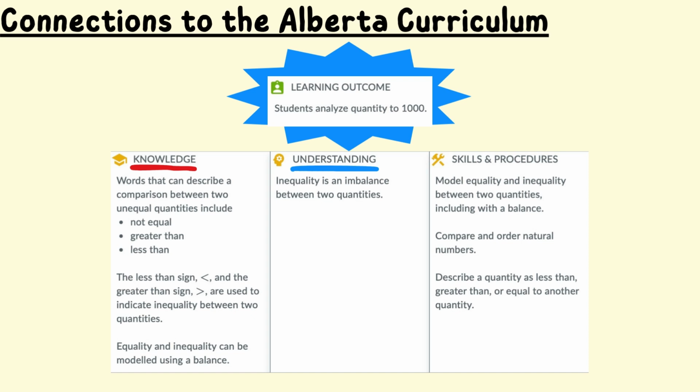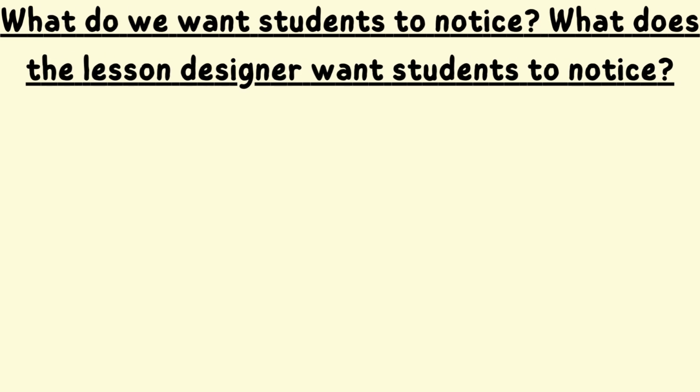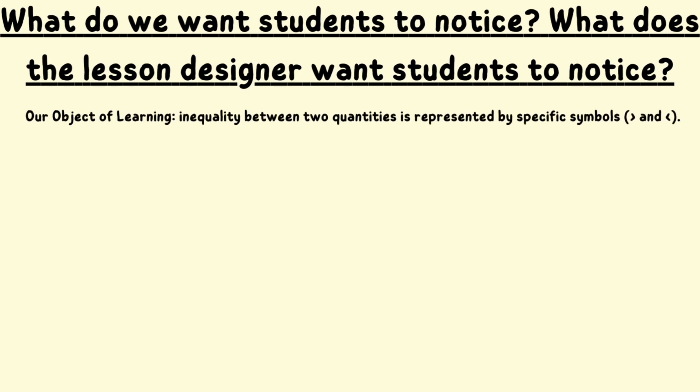Lastly, the lesson allows students to develop skills and procedures by engaging them with activities that require them to compare, order, and describe numbers using the appropriate symbols. By actively sorting number pairs, students practice applying their knowledge in a structured way, reinforcing their number sense. Our object of learning is to get students to understand that inequality between two quantities is represented by these specific symbols. While these are not specifically number sense lessons, learning these symbols will help students develop their number sense by giving them the opportunity to compare values and think critically about the size and order of numbers.